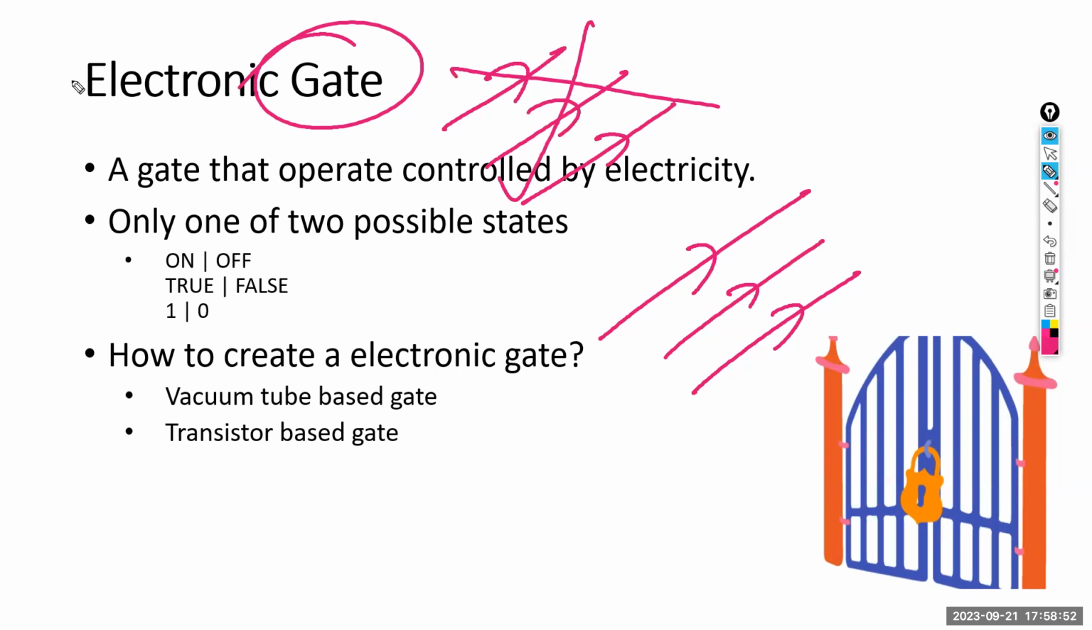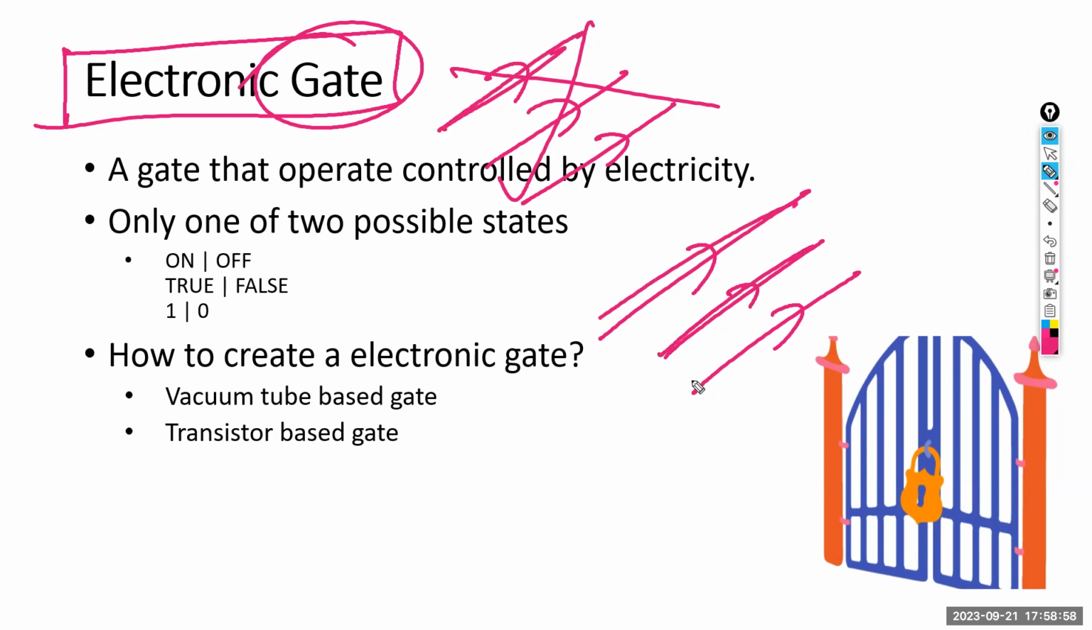So in an electronic gate, the flow is electricity. If the electricity can go through it, we say that the gate is open, or the gate is on, or the gate is 1. If the electricity cannot go through the gate, at that moment we say the gate is off, or the gate is 0. Okay.